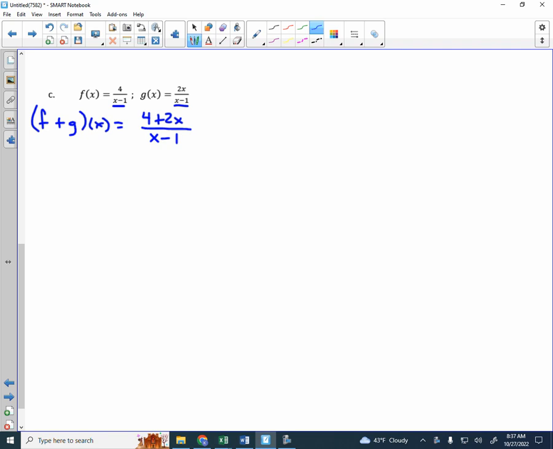Okay. Now let's do f minus g of x. Can we subtract fractions? Just have to have common denominators, which we have. So it'll be 4 minus 2x over x minus 1.